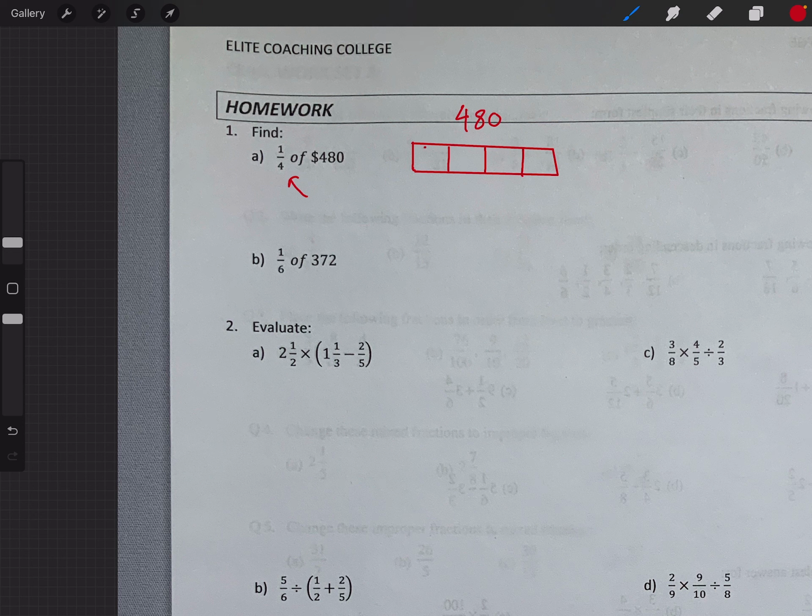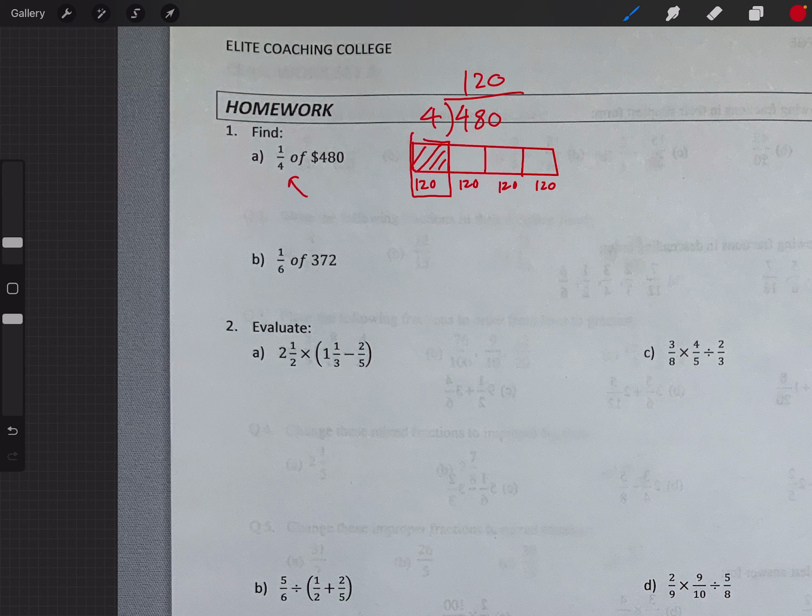And it says, what is one piece? What's 1 out of 4 pieces? So we take 1 out of 4. So 480 divided by 4, you're going to get 120. So each one of these is 120. So 1/4 just means you only want 1 piece. So that's just 120, and there's your answer.